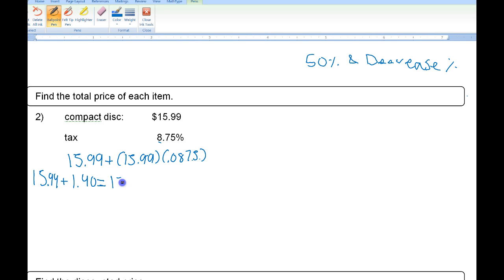And so the nice thing is if you round to the cents here, then automatically you'll get that here. So $17.39 is the total. Good. Oh, I got that answer. I got 17 points.